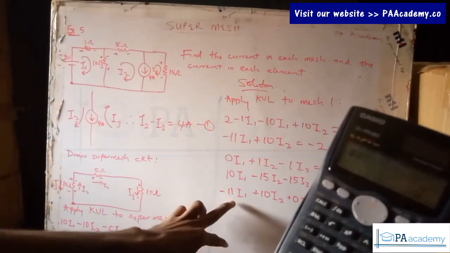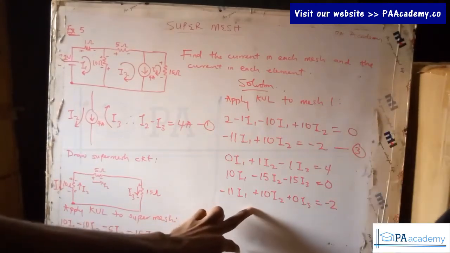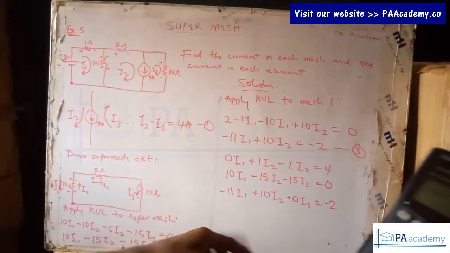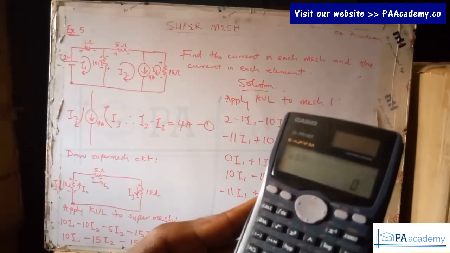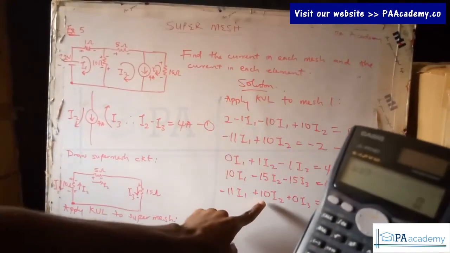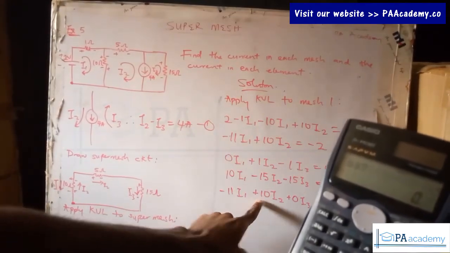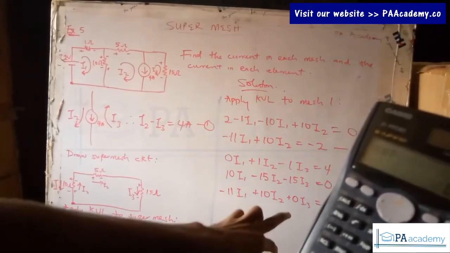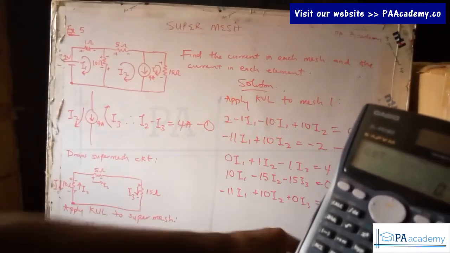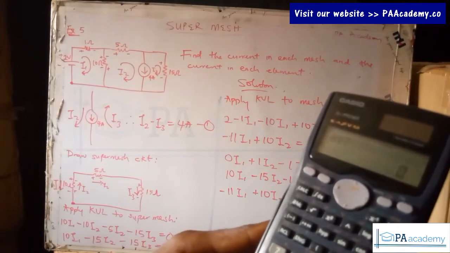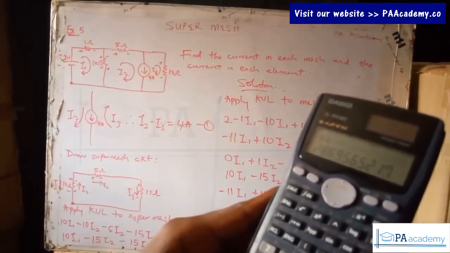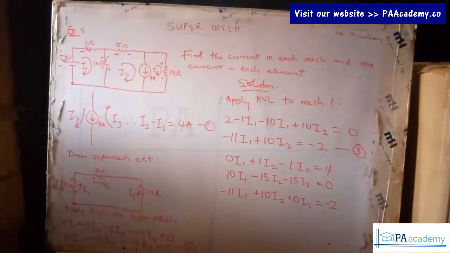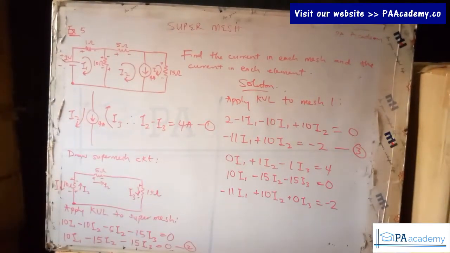Now it's asking for A3. That's coming to the third line, which is minus 11. So I press in minus 11. It's asking for B3 now. B3, which is this, 10. It's asking for C3, which is 0. I put in a 0 and my equals to. It's asking for D3, which is minus 2. So I put in minus 2, equals to sign. So that is how you use your calculator.